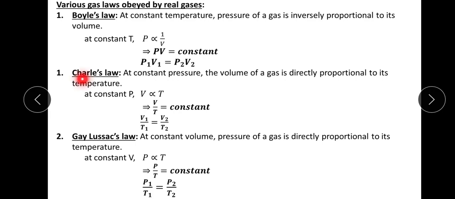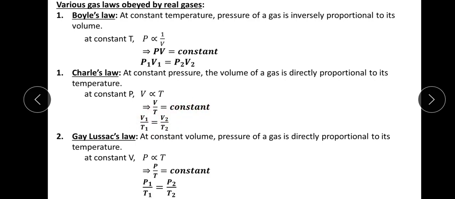Then Charles' law. Charles' law states that at constant pressure, the volume of a gas is directly proportional to its temperature. At constant P, V is proportional to T, and mathematically we can write this as V by T. Take this T to this side.